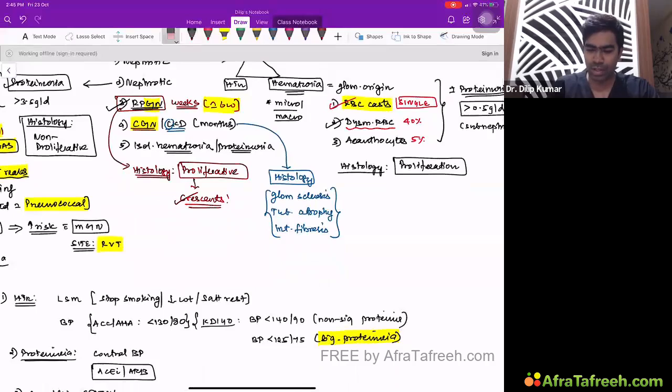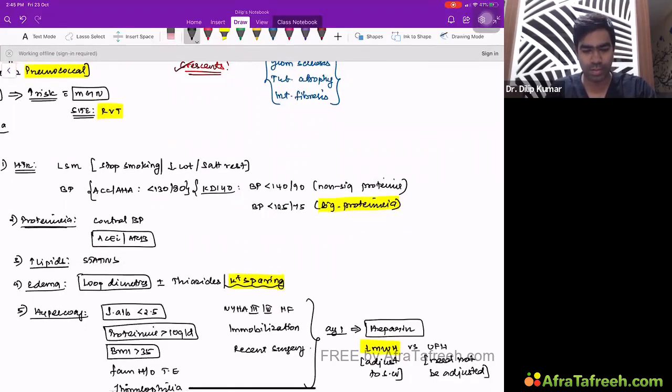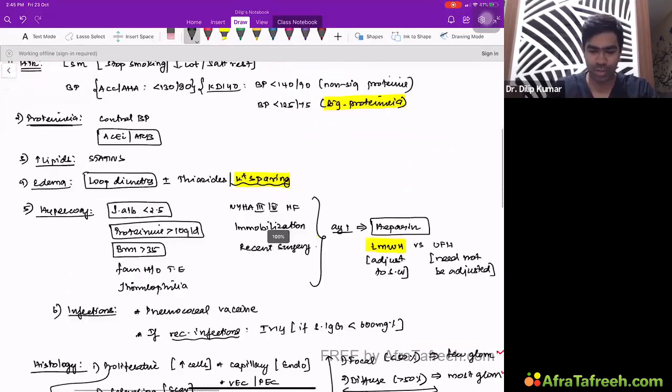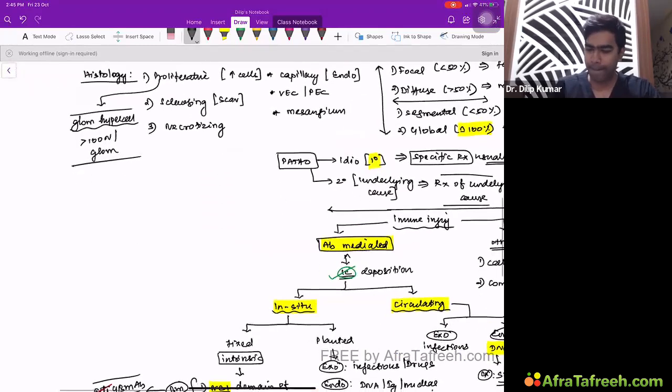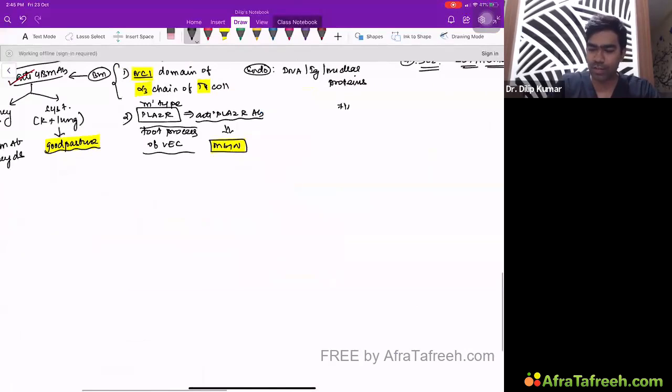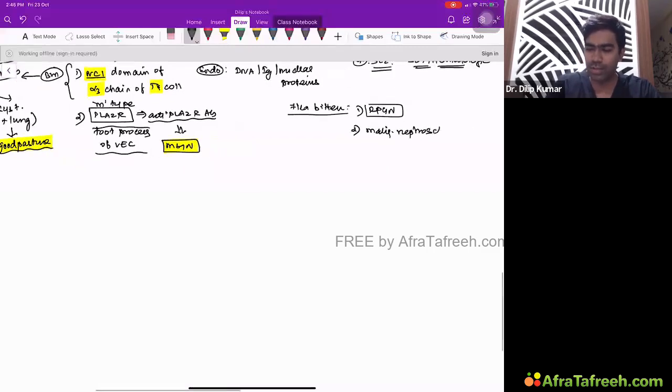Okay, coming to our original question. What is the question we started with? What are the differential diagnoses of a flea-bitten kidney? One diagnosis I told you is RPGN. That's the most important according to me. And the second differential diagnosis is malignant nephrosclerosis. This is what the right term is, not malignant hypertension.